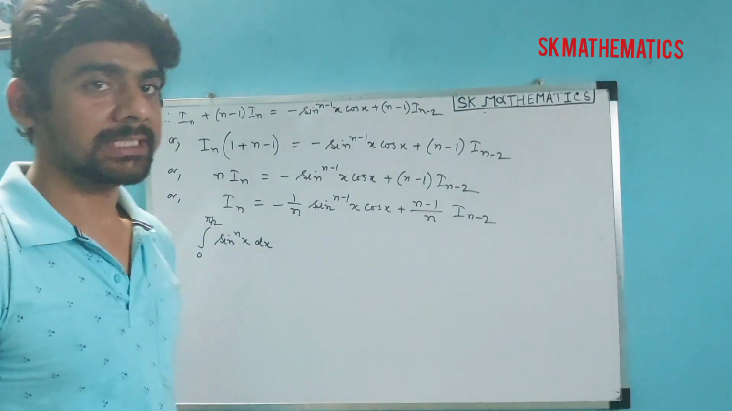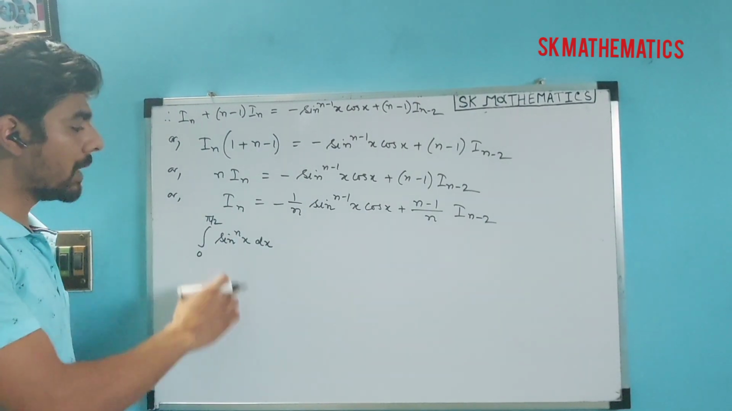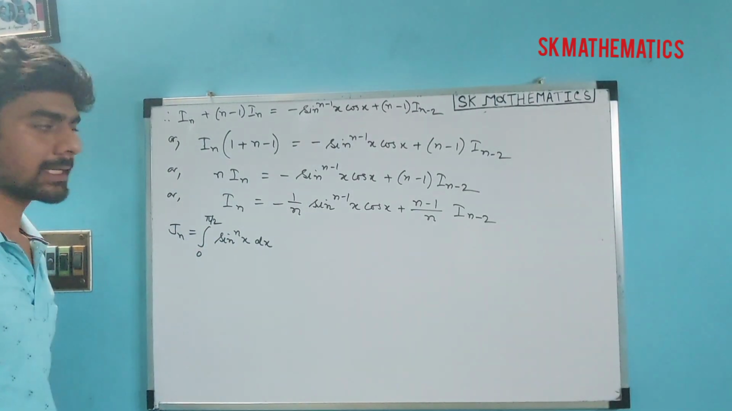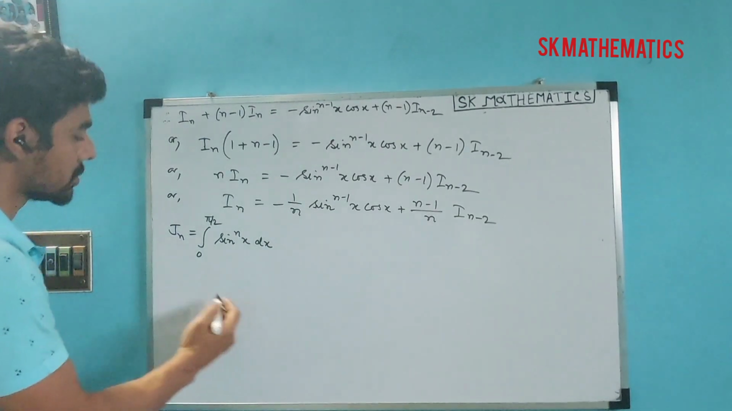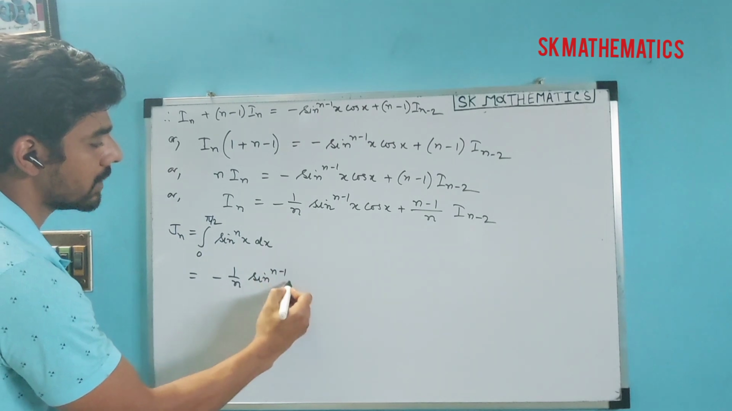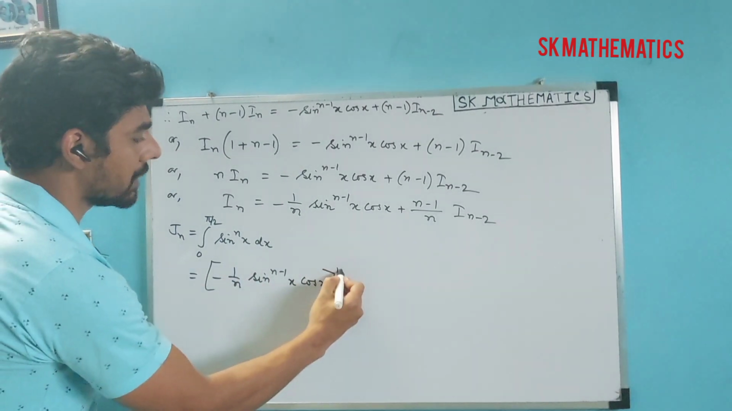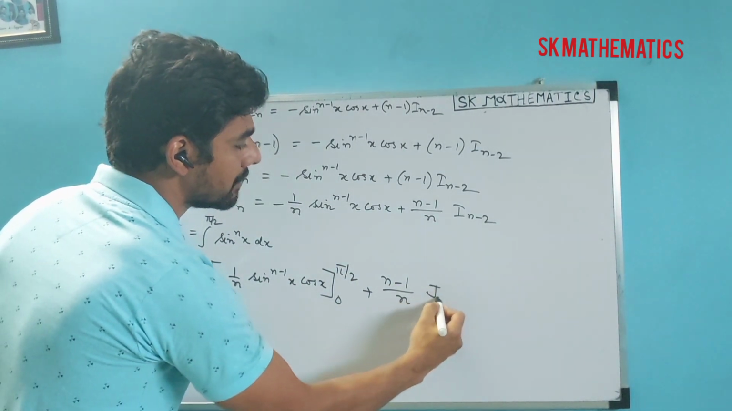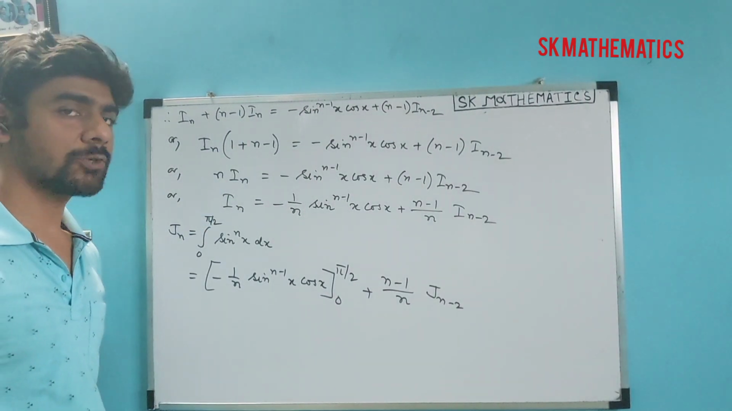Now for the application of this integration we will write the definite integration from 0 to pi by 2 of sin^n x dx. We will let it be J_n. So we already have the integration of sin^n x dx in that form, so we will get minus 1 by n sin^(n-1) x cos x with the limit from 0 to pi by 2, plus (n-1) by n for this part, which we write as J_(n-2), that means the integration from 0 to pi by 2 of sin^(n-2) x dx.